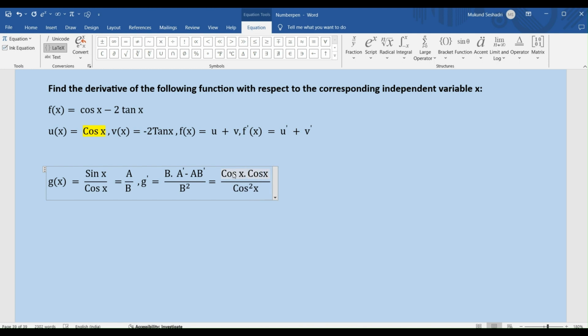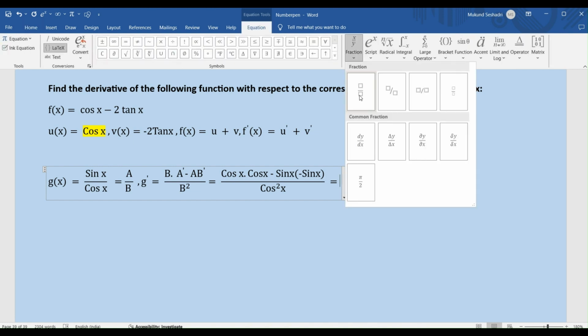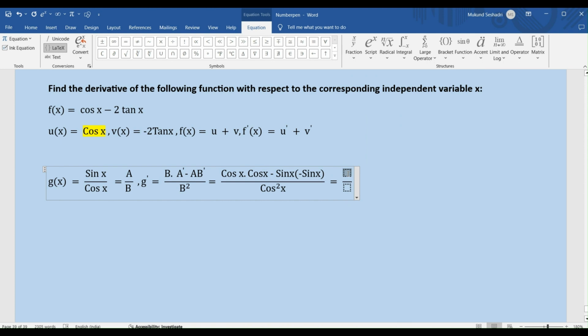We have already seen this. Minus of, what is my a? My a is sine x. And what is my b dashed? My b dashed is d by dx of cos x, which is minus sine x, right? So I have a minus sine x here, right? So I'm going to put this in the same line. So my first part of the numerator is nothing but cos square x, right? And my second part is minus sine x into minus sine x, which is sine square x, right? So this is what I have.